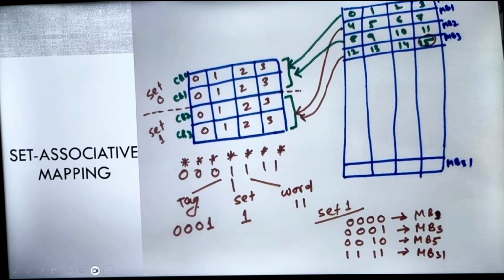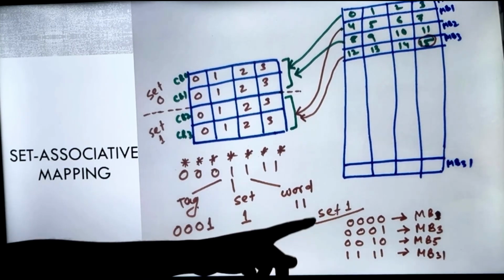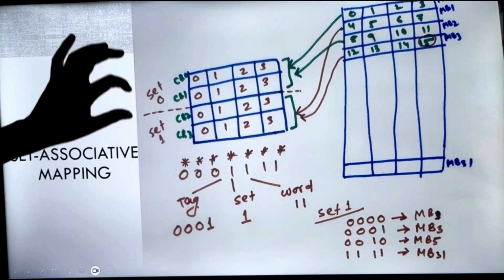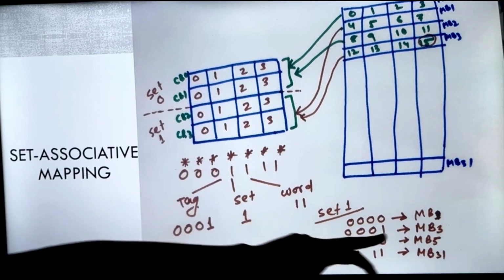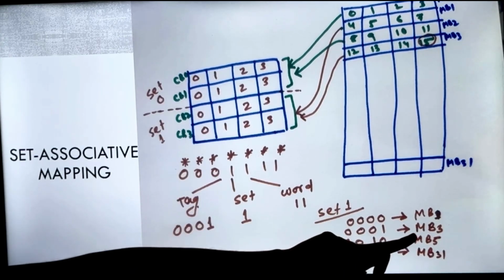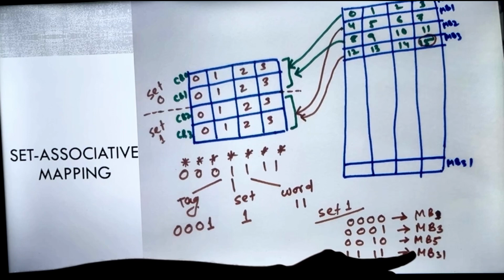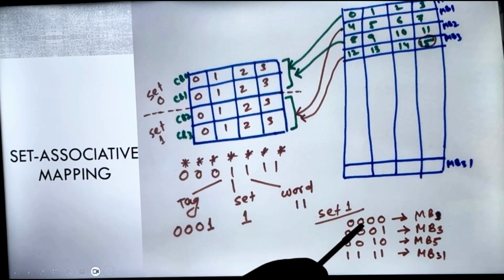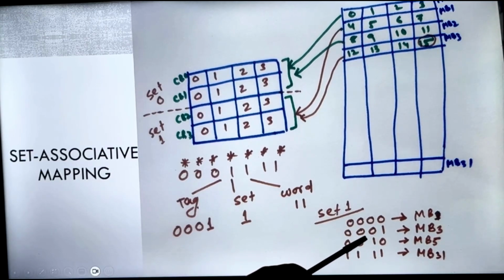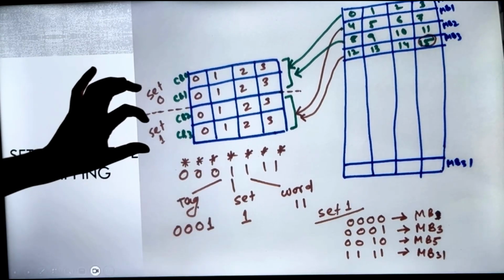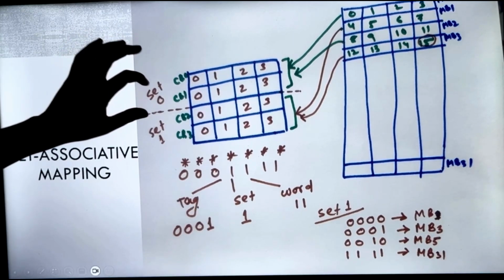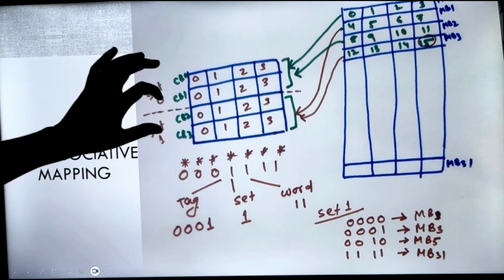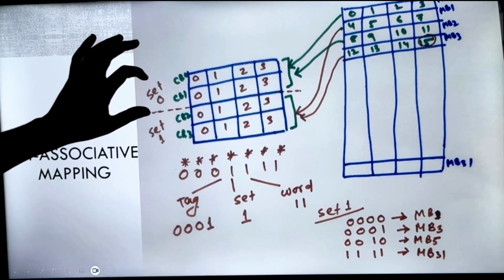So why is this tag necessary? In set 1 or set 0, how many possibilities are there? In set 1 I can have memory block 1, memory block 3, memory block 5, memory block 7, memory block 9, and so on. So many blocks are possible, right? If it is 0000, it means memory block number 1, and 0001 means memory block 3. I am talking about set 1. If it is set 0, then 0000 means MB0, and 0001 means MB2, because MB1 cannot come in set 0.